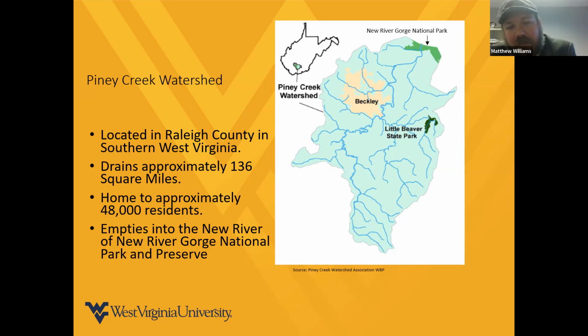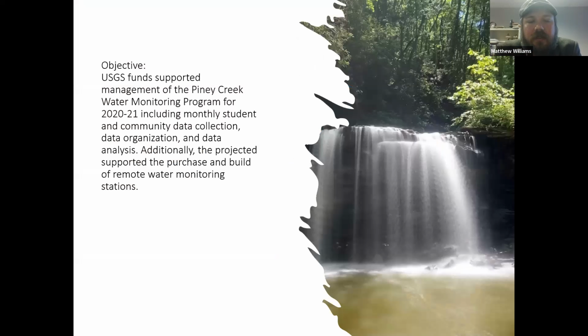Again, what a lot of people are interested in with this is that the Piney Creek watershed does ultimately drain into the New River. It drains into the New River at the New River Gorge National Park. At a little town called McCreary, within the confines of the New River Gorge National Park, is where Piney Creek flows into the New River.